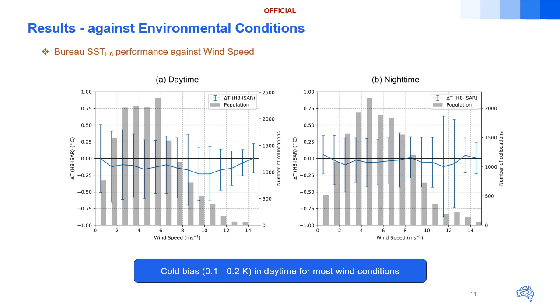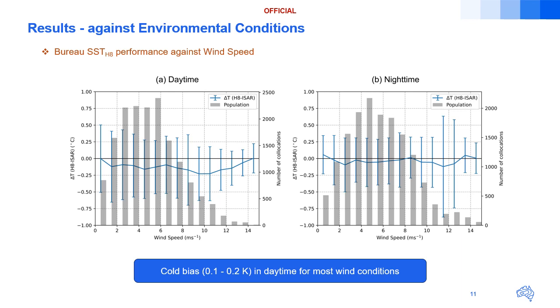Now, after the case study and the overall statistics, we want to see how this satellite product behaves under different environmental conditions. We are going to show a few here as examples. The first one is wind speed. Daytime and nighttime are separately analyzed here. To the left is a plot of daytime. X is wind speed and Y-axis is delta T. The gray bar here presents the number of collocations, and the blue line here is the delta T.